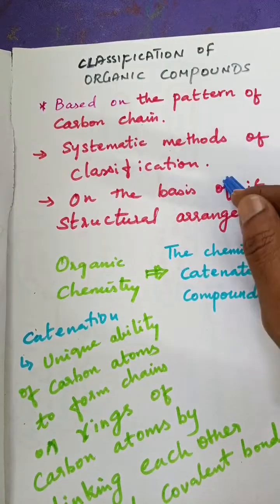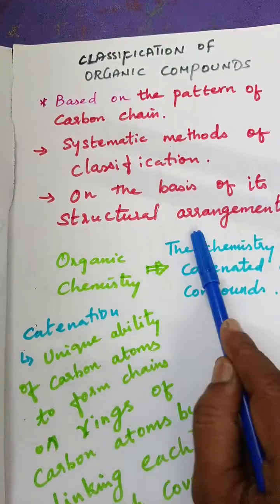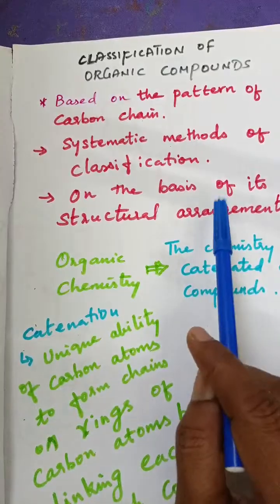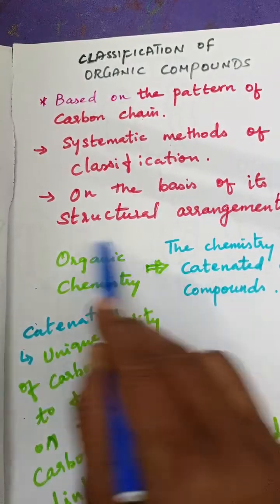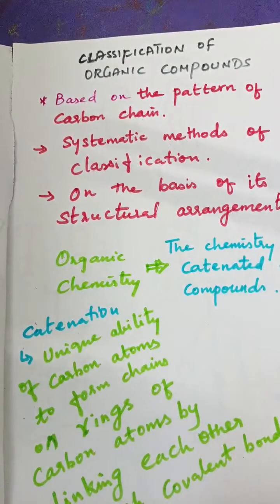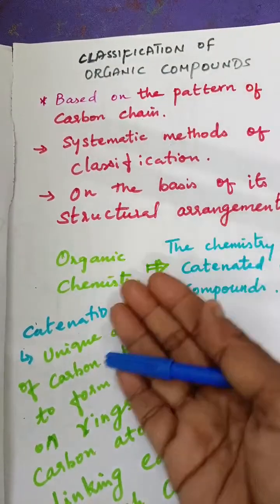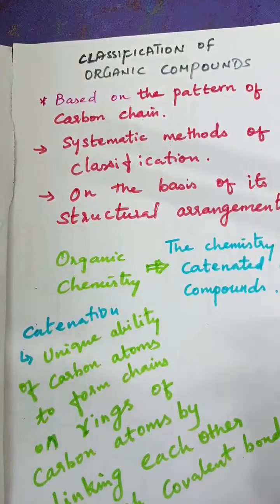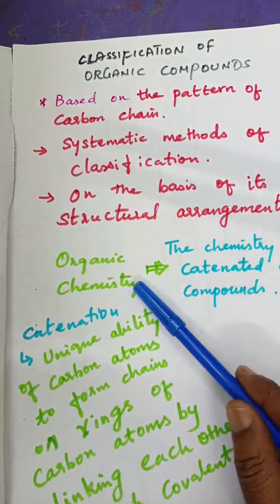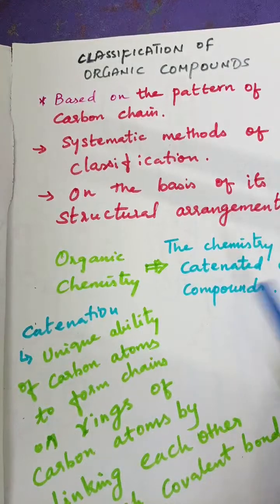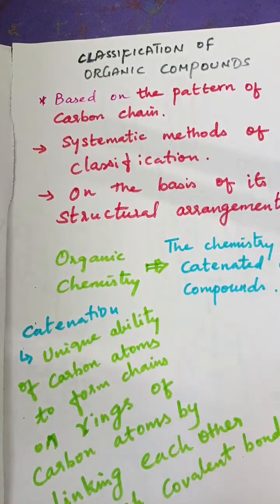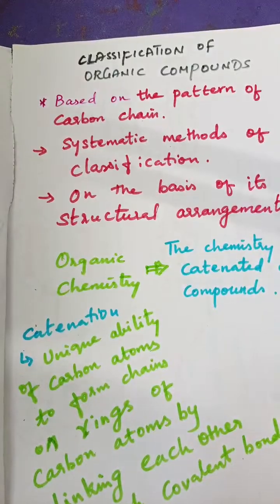So on the basis of the structural arrangement also we can classify the organic compounds. So what is organic chemistry? Before learning the classification, we should understand what organic chemistry is. It is the chemistry of catenated carbon compounds.